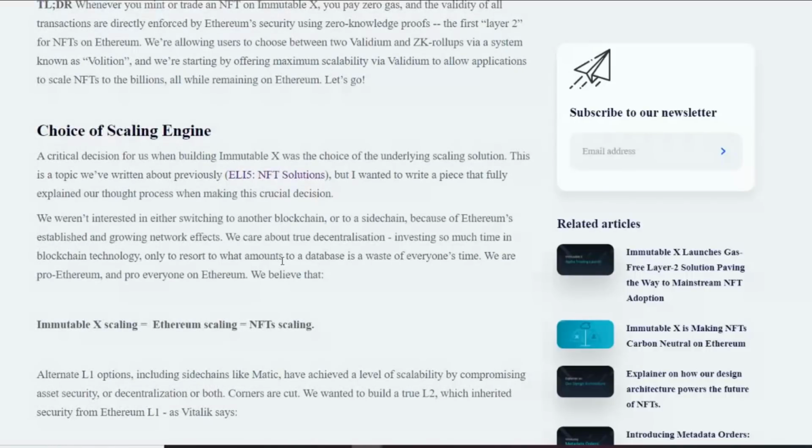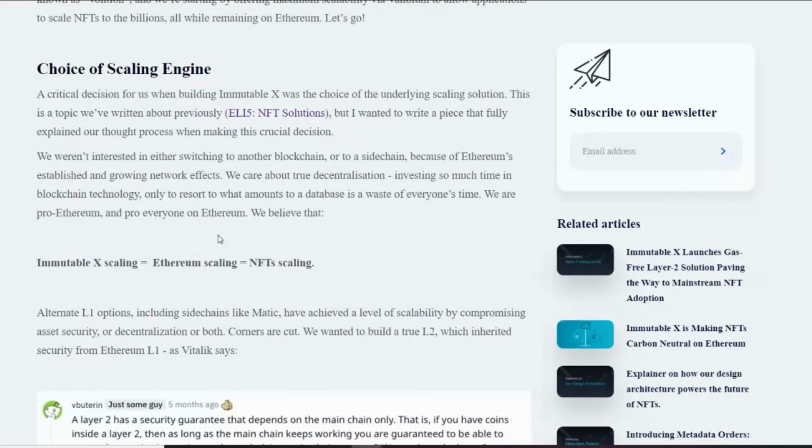And that is where we're going now with these layer 2 solutions, to ensure that Ethereum can become scalable as well as help reduce gas fees: you take the transactions off of the main chain while still employing the security aspect of it. So that's where VeVe has gone with this.